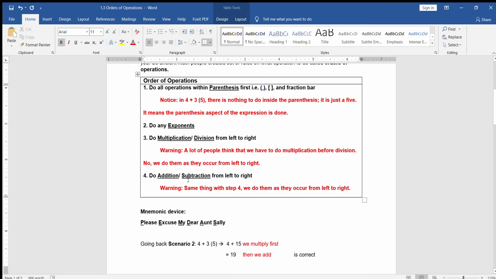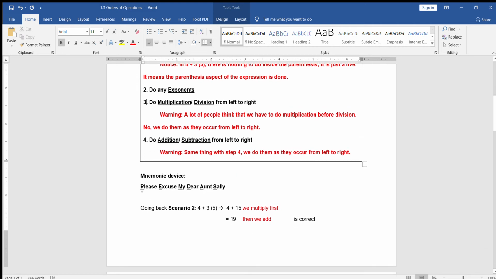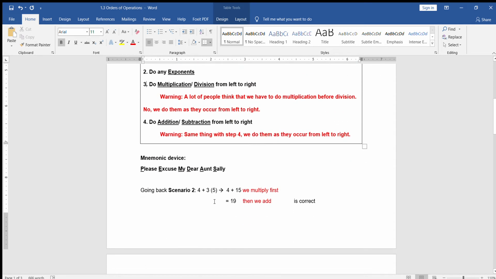A good way to memorize the order of operations is, please excuse my dear Aunt Sally. P stands for parentheses, E stands for exponents, M stands for multiplication, D stands for division, A stands for addition, and S stands for subtraction. So going back, scenario 2 is the correct one, since we're supposed to multiply first before we add. Step 3 is multiply, and step 4 is add.